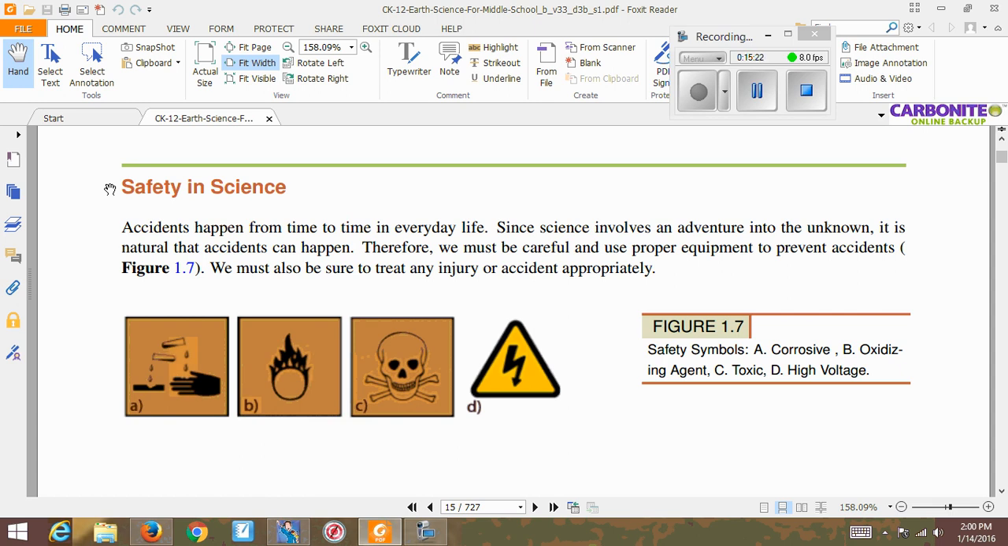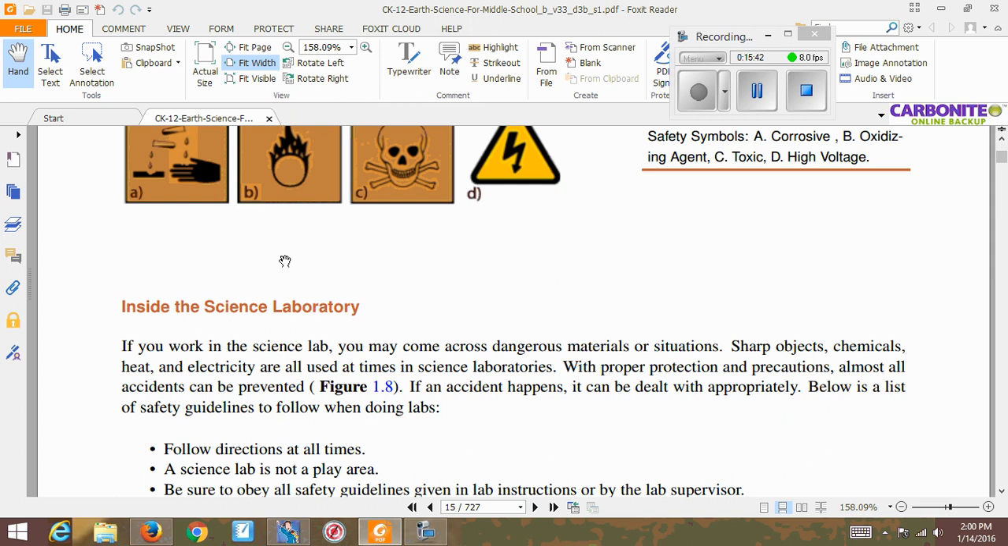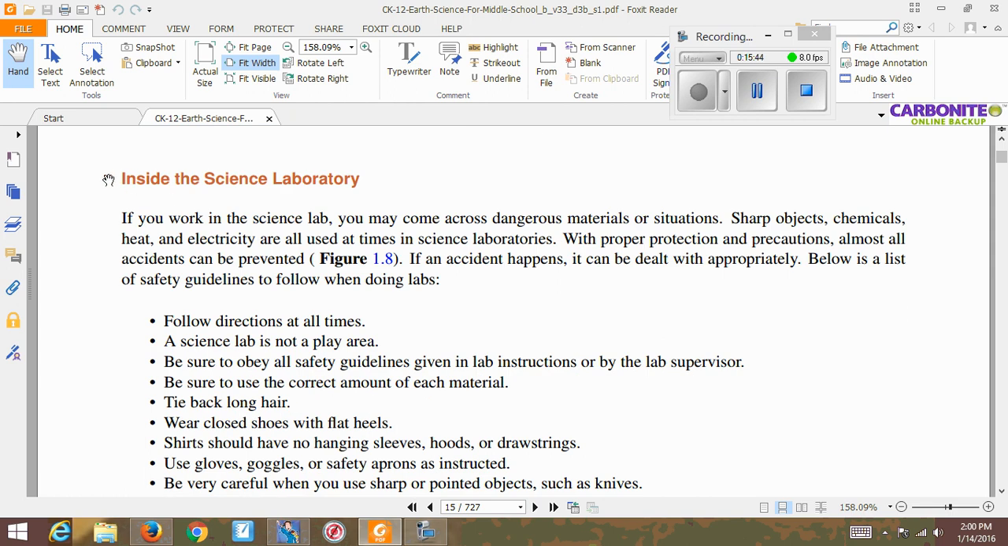Inside the science laboratory. If you work in the science lab, you may come across dangerous materials or situations. Sharp objects, chemicals, heat, and electricity are all used at times in science laboratories. With proper protection and precautions, almost all accidents can be prevented. If an accident happens, it can be dealt with immediately. Below is a list of safety guidelines to follow when doing labs.